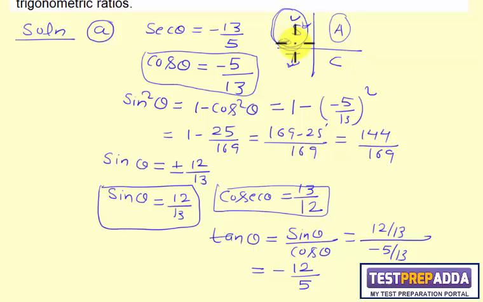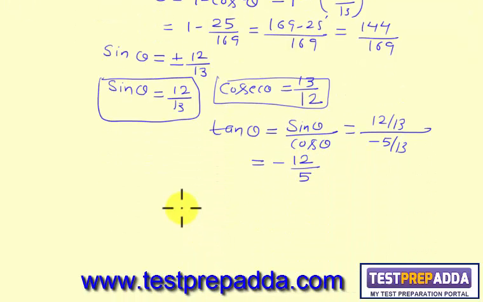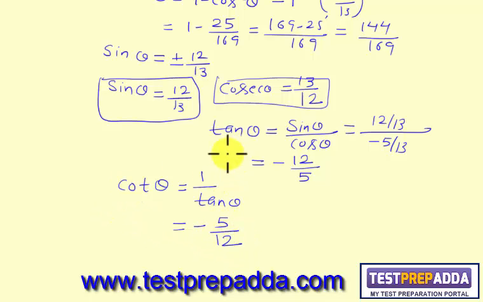and cosec are positive. Remaining trigonometric ratios are negative. So tan theta is negative. And if tan theta is minus 12 by 5, cot theta is the reciprocal of tan theta. And that is why we can easily write cot theta as minus 5 by 12.